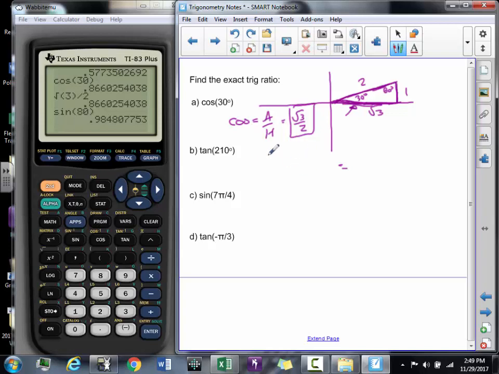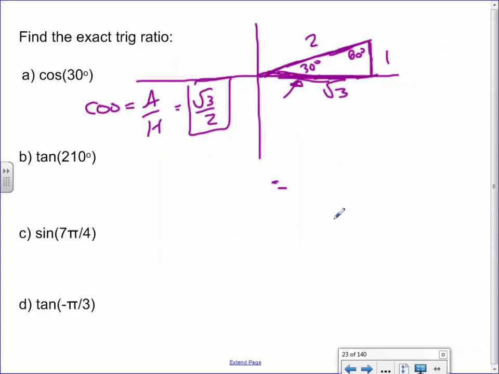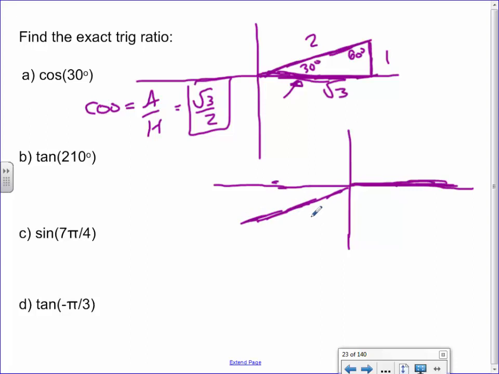So let me try another one here. Tan of 210 degrees. So first thing we should do is plot on a grid where 210 degrees is going to be if it's in what's considered to be a standard position. Well, the first arm is definitely going right here, because that's just by default what we say. Where's 210 degrees going to end up? Which quadrant? Yeah, the third one. 210 degrees is going to be kind of over here.